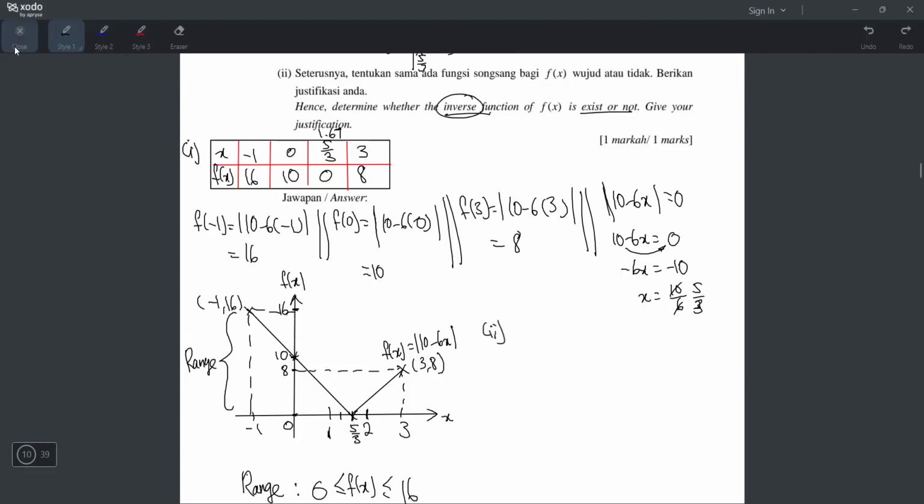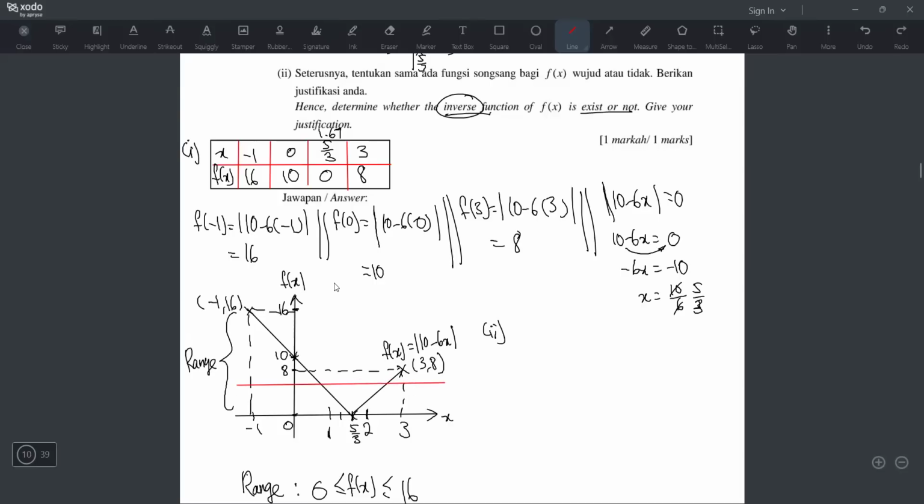Okay, so what I will do is I will draw a horizontal line. Okay, I'll use red color. So let's do a horizontal line like this. You can put the horizontal line anywhere. Okay, if the horizontal line cuts the graph 2 times, then we say that it does not have inverse. But if it cuts once, then we say there is an inverse. Okay, so you can see it cuts twice, so we say no.